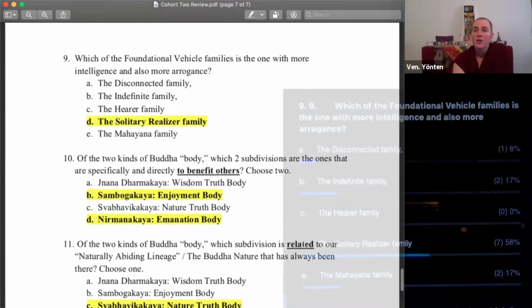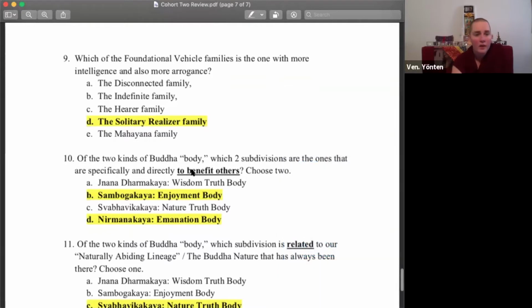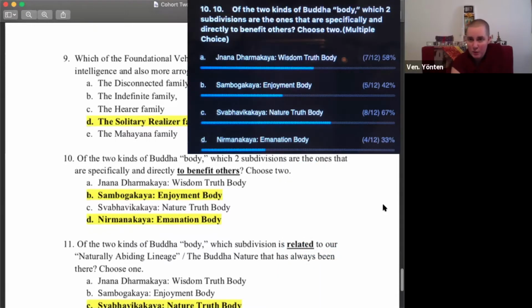Of the nine foundational vehicle families, which one is more intelligent and also more arrogant? Most of you got that right, the solitary realizer family. And then, of the two kinds of Buddha body, which two subdivisions are the ones that specifically and directly benefit others? And we had some mixture of responses there.